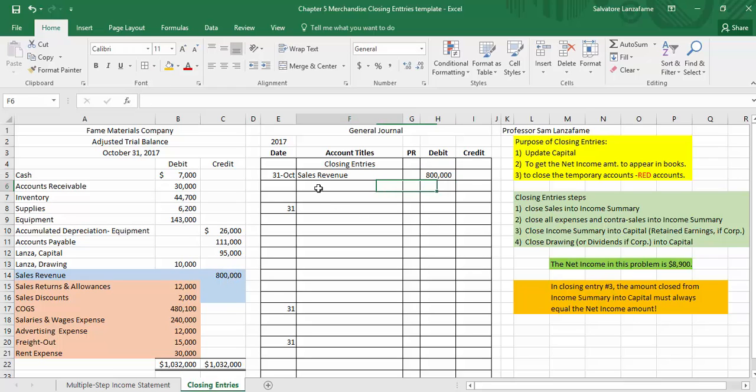Then we're going to close it into this made-up account that serves one main purpose, and that's to help you close your revenues and expenses. So we're going to close it into income summary.